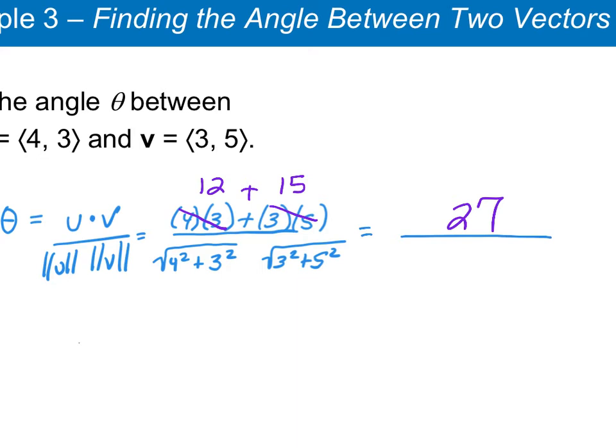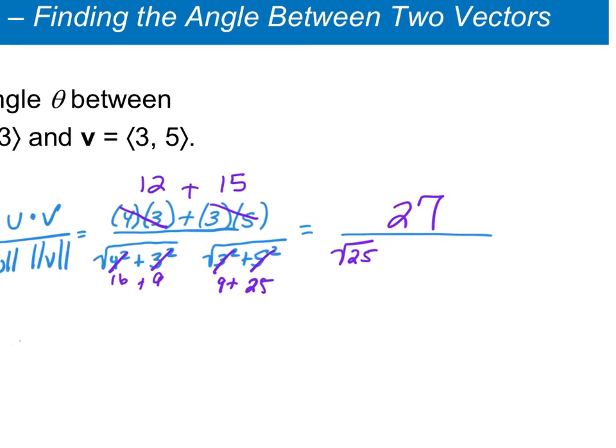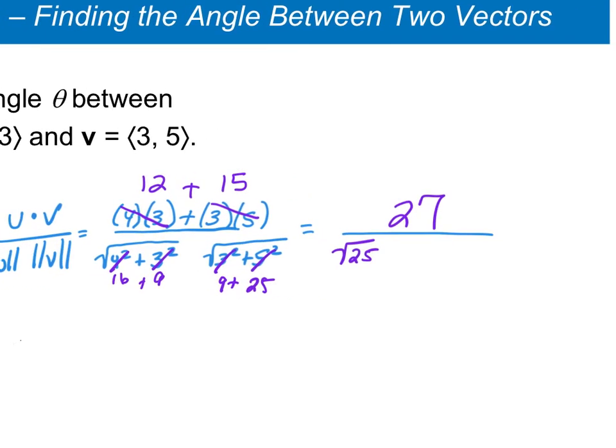Now I'm going to simplify a little bit here. What's 4 squared? 16. And what's 3 squared? 9. What's 16 plus 9? Okay, so it's square root 25. I know you guys know what that is. I'm just going step by step. 3 squared is 9 plus 5 squared is 25. What's 9 and 25? I'm going to put this in parentheses. I'm not going to put a dot just so I don't confuse you. So I have square root 34.